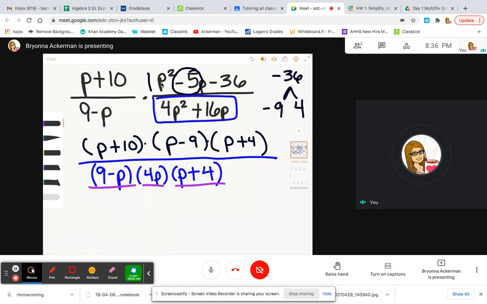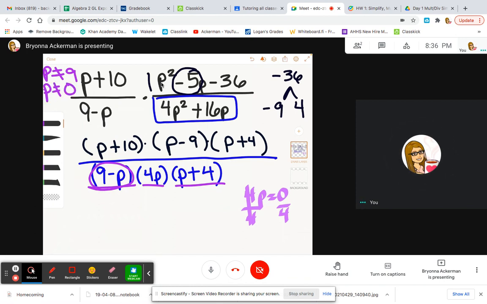So from here, in order to figure out what the restrictions are, we need to set each of these equal to 0. So we're going to have 9 minus p equal to 0. And so if I add p to both sides, we find out that p cannot be 9. And that makes sense because if I have 9 minus 9 over here, it would become 0. So our very first restriction is p cannot be 9. And then we can do the next one, which is 4p. If I set 4p equal to 0 and divide both sides by 4, that's still 0. So p also cannot be 0.